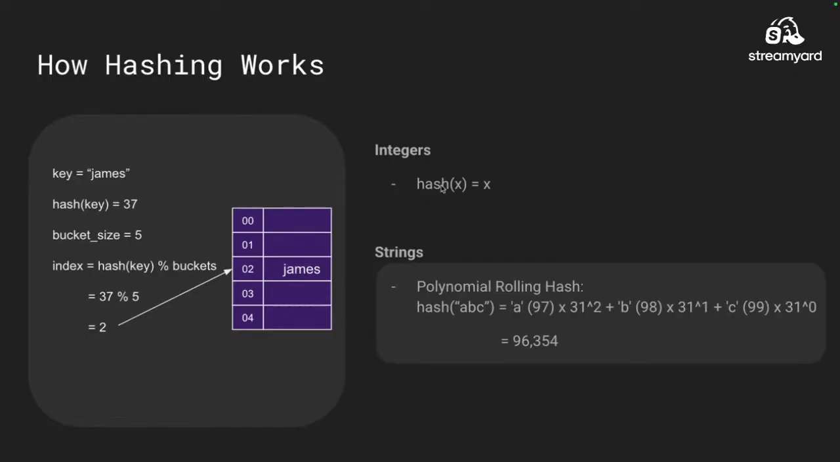So how will this hashing function look like? For example, for integers, it could be just hash of x equal to x, where x is the integer, because we eventually need an integer for the hash. And since integers are anyway present, we can just directly take the value itself as the hash.